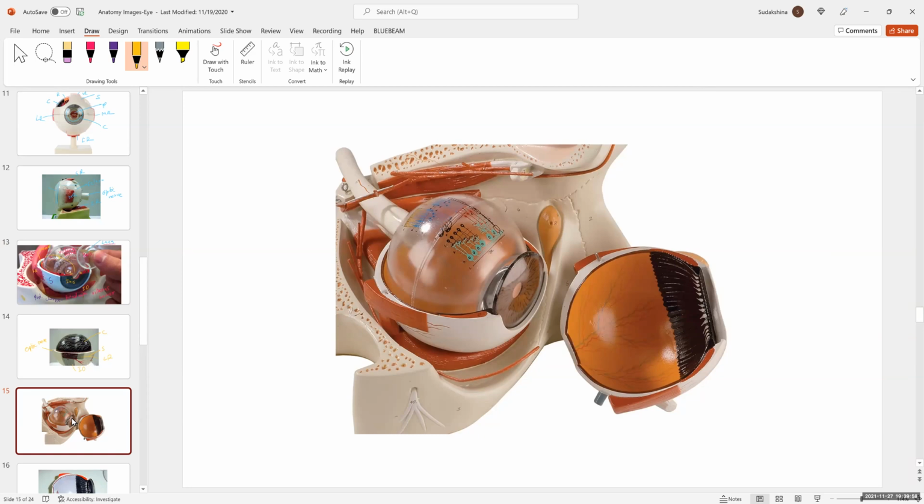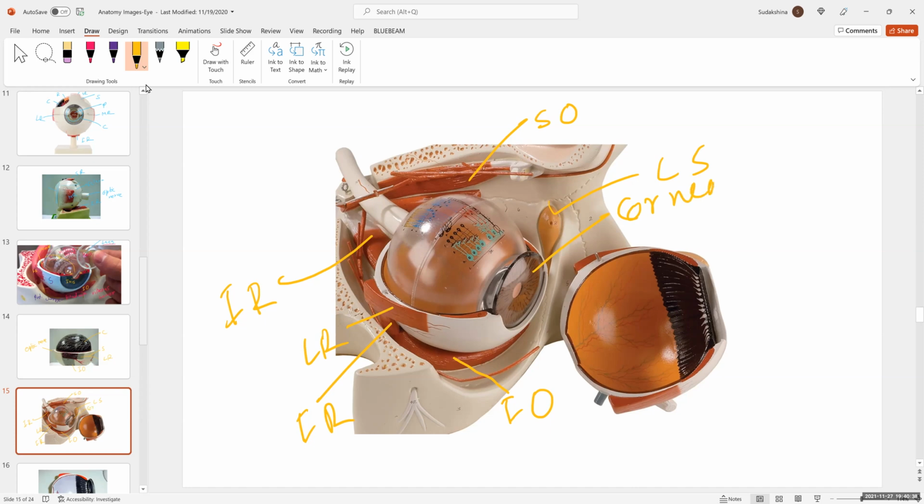Here, rectus, oblique, etc. Lateral rectus, superior oblique, inferior oblique, inferior rectus. You can see that inferior rectus, inferior oblique here. Okay, lacrimal sac. So once again, cornea, sclera. This red, this is the choroid. And they show the posterior chamber filled with vitreous humor, optic nerve.